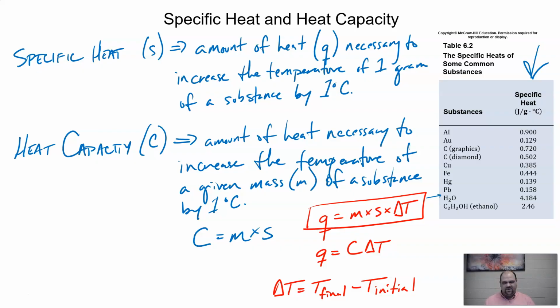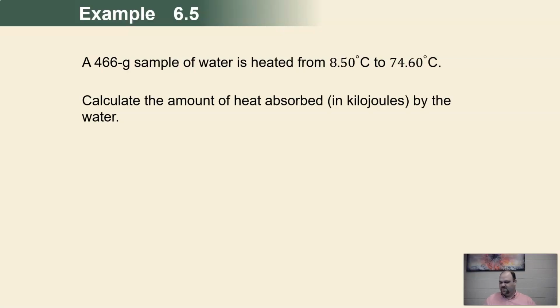Let's use this set of equations real quick. We'll do an example here. We have some water heated from 8.5 degrees Celsius to 74.6 degrees Celsius. Calculate how much heat is absorbed in kilojoules by the water. And so our equation Q equals m s delta T. Calculate the heat. So we're solving for Q, which means we need to know m, s, and delta T.